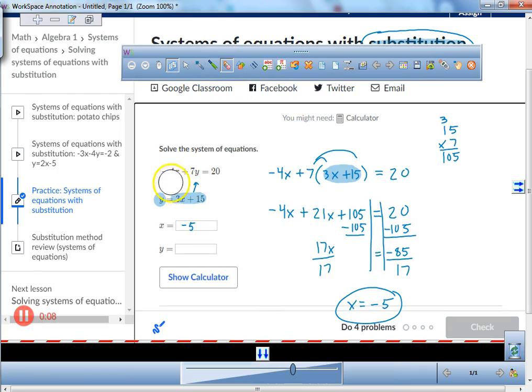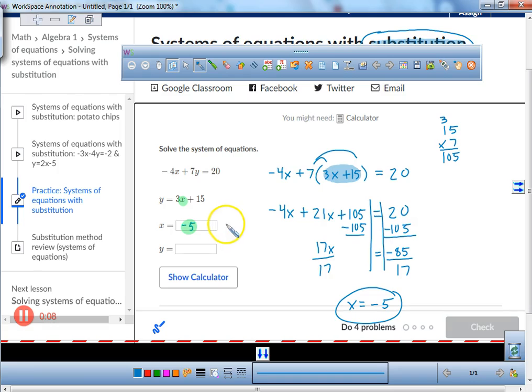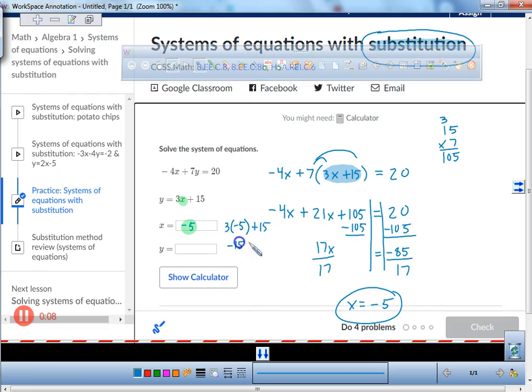Now after you do that, here's the next step. It's super easy. I'm going to take this negative 5 and plug it in right there. So what is 3 times negative 5 plus 15? Well, that's negative 15 plus 15. That equals 0. So there's my other answer. My other answer is 0.